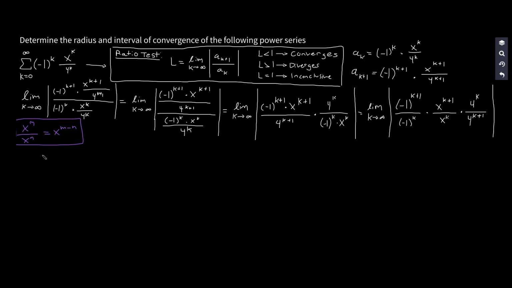So now I think that we could write this as the limit as k approaches infinity of the absolute value of -1 raised to the power of k plus 1 minus k, times x raised to the power of k plus 1 minus k, times 4 raised to the power of, I think this one needs to be in parentheses, k minus k plus 1.